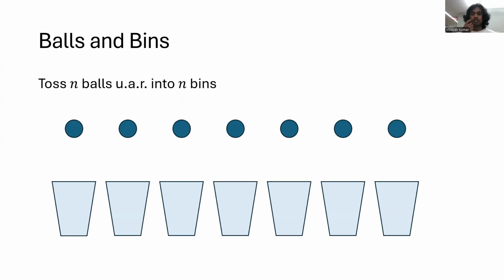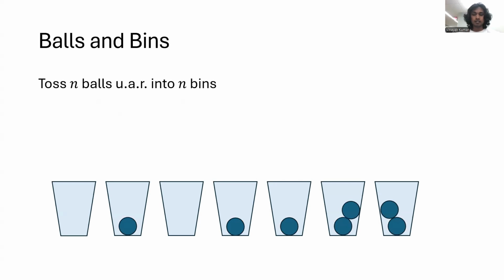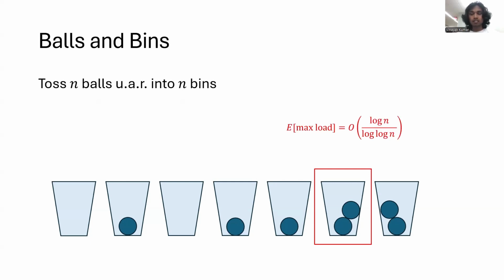Let's consider a classical scenario where we're tossing n balls uniformly and independently into n bins. The question is, what is the number of balls in the heaviest bin? A classical result in probability says that the average weight of the heaviest bin is at most log n over log log n balls. This classical result is very useful in theoretical CS, especially in randomized algorithms and hashing.